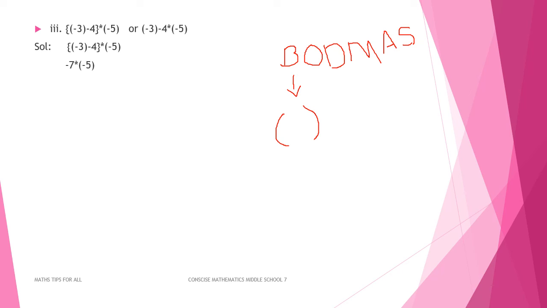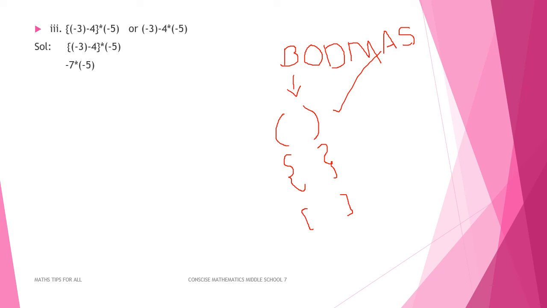You can even call it a small bracket, and then the preference goes to the flower bracket, and the last one is the square bracket. You have all these three kinds of brackets. So the first preference should be to the small bracket or parenthesis, the flower bracket is the second preference, and the third preference is the square bracket.